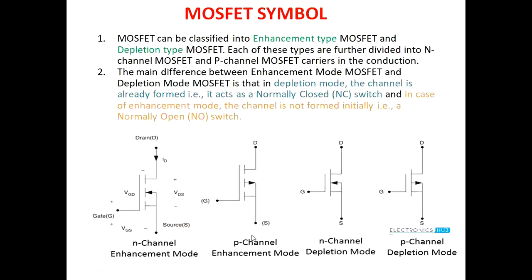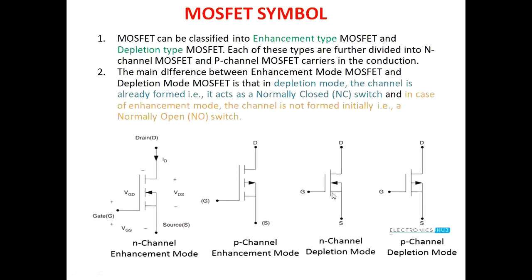Now the next symbol is a P channel, exactly opposite to the N channel. Here the substrate is of N type, the source and drain regions are of P type, and the channel will be of P type. So this is the P channel enhancement mode. Now here, the depletion mode.